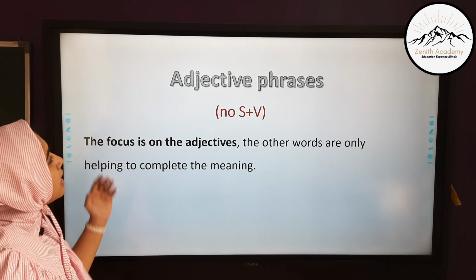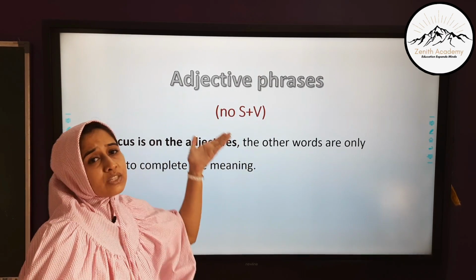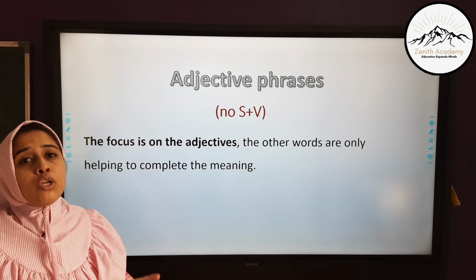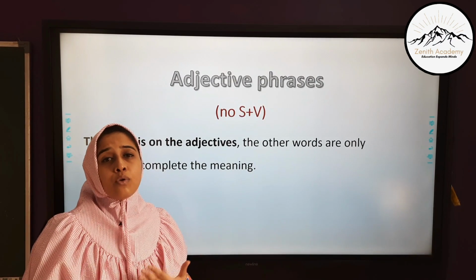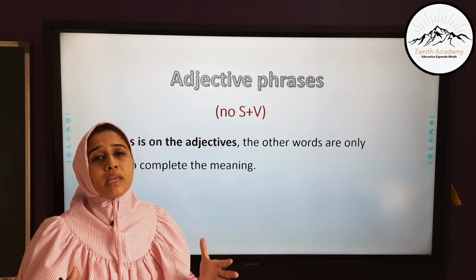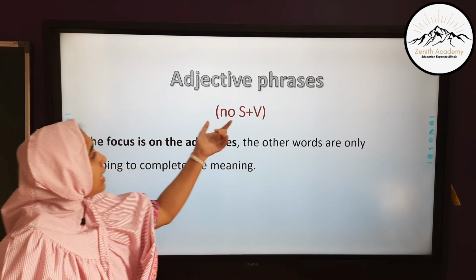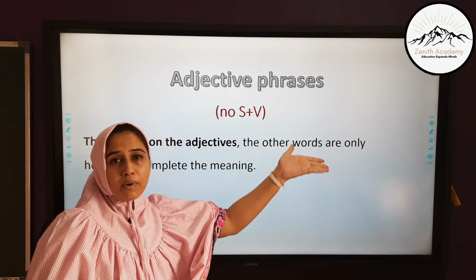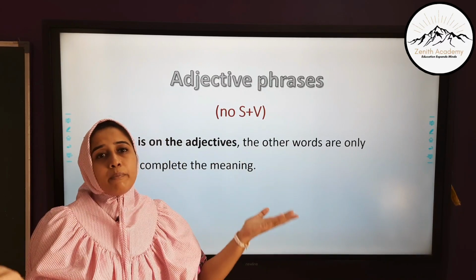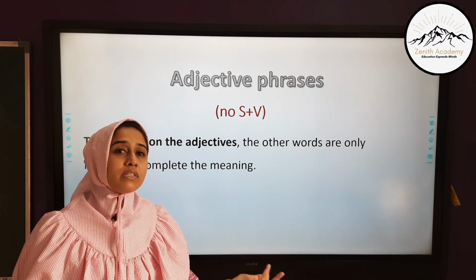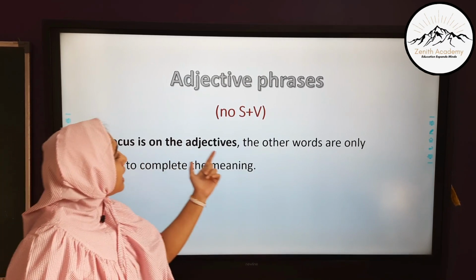The third type is the adjective phrase. Adjective, as we all know, is a word used to describe a noun, which shows either a quality, quantity, or something very specific about the particular noun. Again highlighted over here is no subject-verb combination. As we all know, this has now been fixed in our brains that a phrase does not have a subject-verb combination. The focus is on the adjectives.